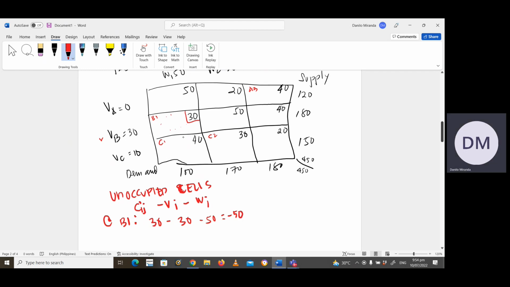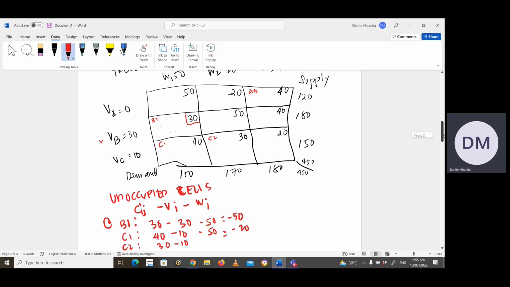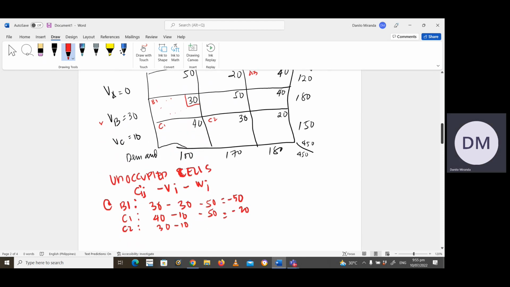Punta naman tayo sa C1. C1 vacant cell. So, we have 40 minus 10 minus 50. Okay. So, meron kang 30 minus 20. So, negative. Then, punta na tayo sa C2. C2 mo is 30 minus 10. Ano yung sa itaas? W2, no? W2 mo, 20 minus 20. So, 30 minus 10 is 20 minus 20 is 0.